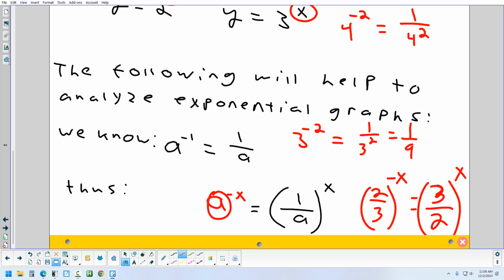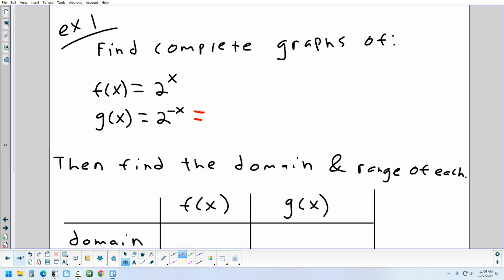All right, now let's look at this one. I want to compare these two graphs. But what is 2 to the negative x the same as? If you rewrite that without the negative. 1 over 2 to the x.